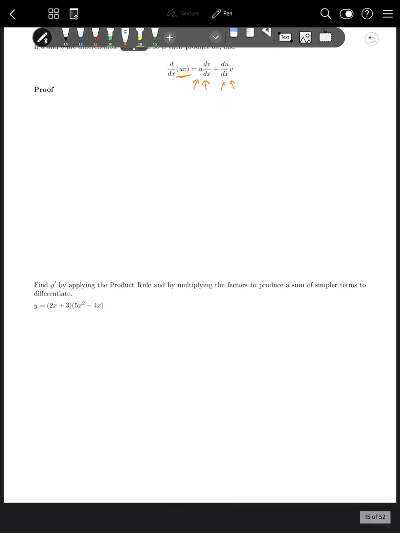Okay, so what we have here is two different functions being multiplied together. So we've got u and we've got v. So to find y prime, we're going to take u times the derivative of v plus the derivative of u times v. Okay, so u is just 2x plus 3. And then we're going to take the derivative of v. So the derivative, which we can write like this, d/dx of 5x squared minus 4x. And then we're going to add to that the derivative of u, so d/dx of 2x plus 3 times v, 5x squared minus 4x.